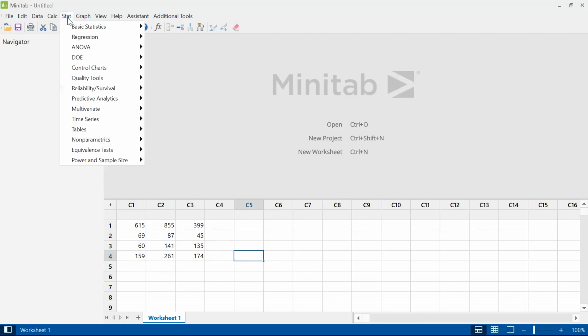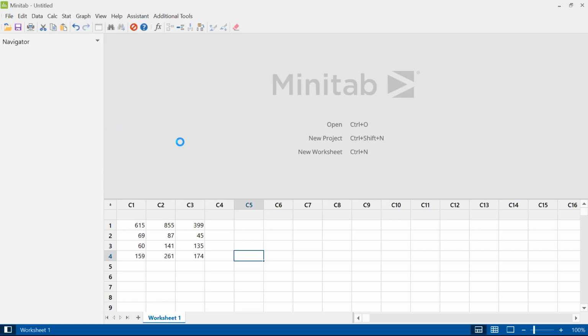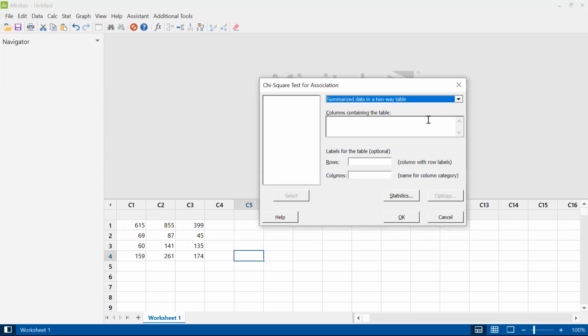We just go Stat, Tables, Chi-squared test for association. There's other chi-squared tests here. We're using chi-squared test for association. I don't have the raw data. I have this summarized in a table. So we'll check summarized data in a table.